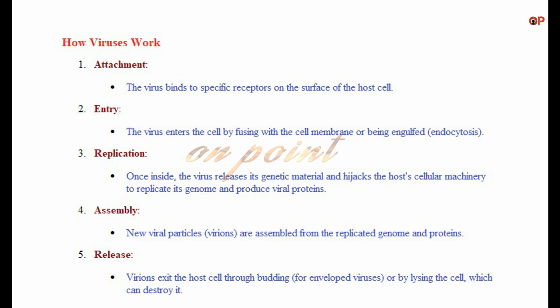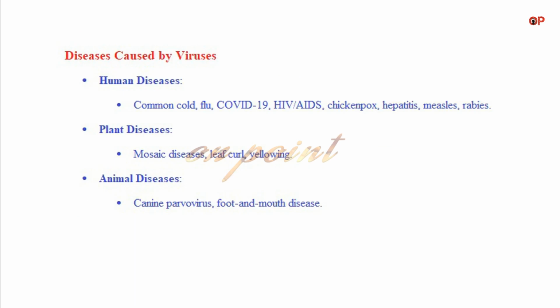3. Replication. Once inside, the virus releases its genetic material, and hijacks the host cellular machinery, to replicate its genome and produce viral proteins. 4. Assembly. New viral particles, virions, are assembled from the replicated genome and proteins. 5. Release. Virions exit the host cell through budding, for enveloped viruses, or by lysing the cell, which can destroy it.